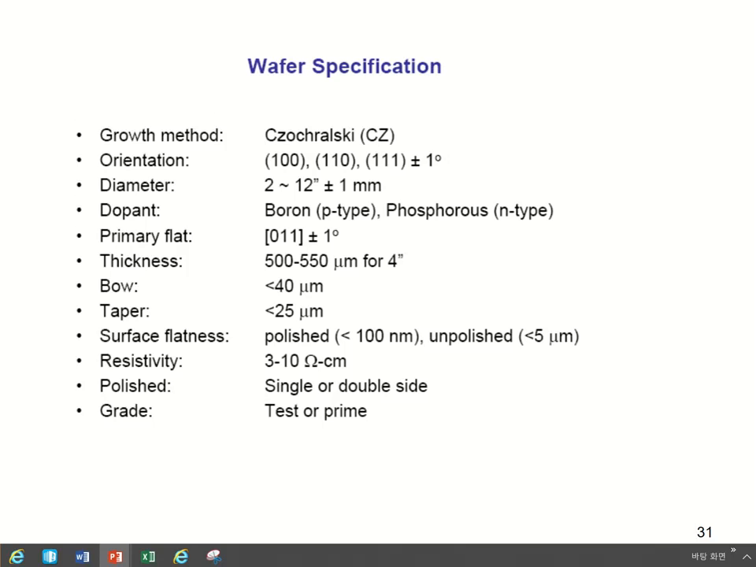Wafer specification. This is talking about the silicon wafer. So the growth method is a really fascinating way that you can build the silicon wafer. The guy who found the way to grow the silicon wafer is Kjol Kolarski. I think he's a Russian guy. If you Google it, his way to grow the silicon is really amazing.